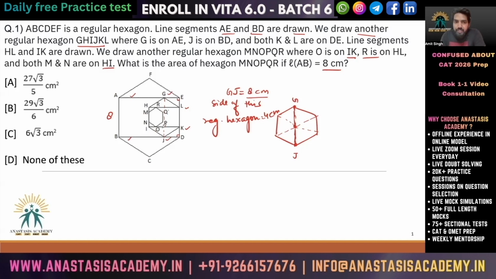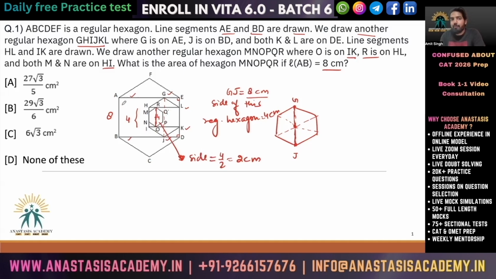Okay, now we have GJ equal to 8. So the side of this regular hexagon is 4. Correct. So I can say this HI would be equal to 4 centimeters. If this is equal to 4 centimeters, can you say that this distance RO would also be equal to 4? This distance would also be equal to 4. If RO is equal to 4, this would be twice the side of this smallest regular hexagon. So the side of this smallest regular hexagon would be 4 by 2, that is 2 centimeters.